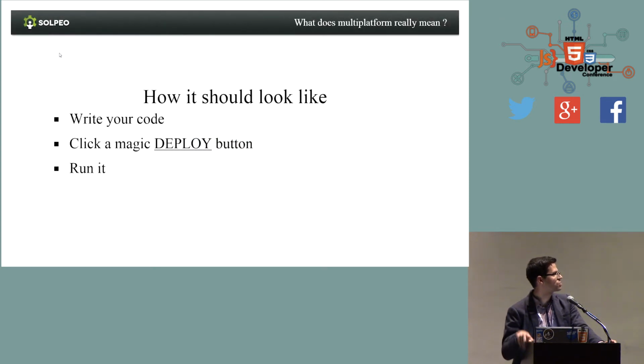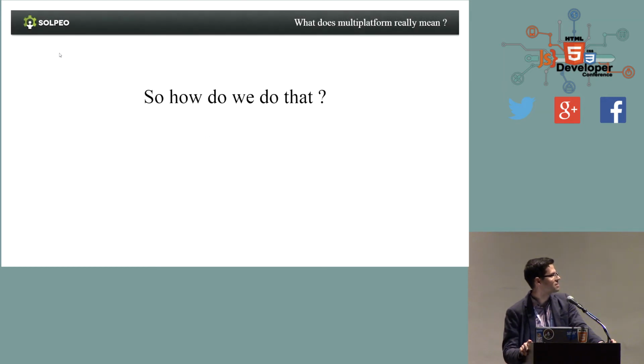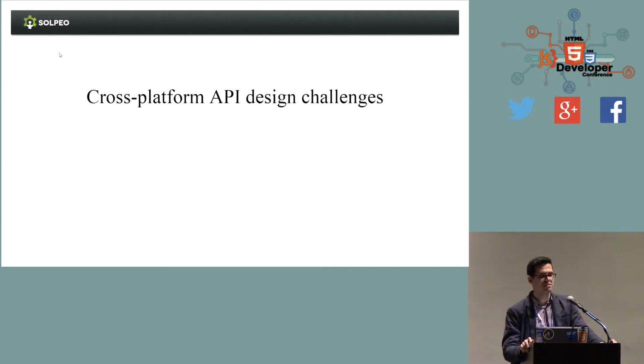So how should it look? At the beginning, we should, of course, write the code. Then we should click a magic button. That's how it would look. Deploy button, and we just run it on a platform. It sounds simple, but how do we do that? Well, let's start from the beginning: from the design perspective, how to design a cross-platform API for such a purpose.